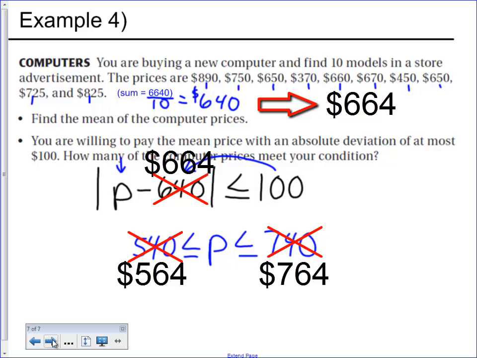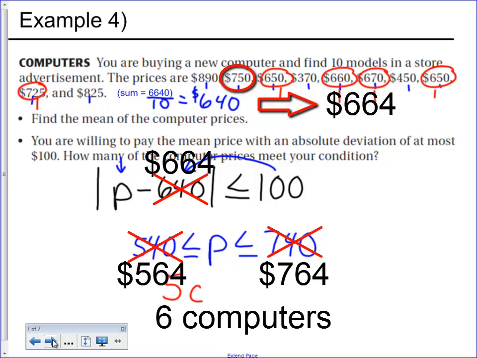But they're only asking us how many of the computers are within our price range. So we're looking for the numbers that fit within that range. I'm going to go ahead and circle them. We've got this one here, that one there, that one. 450 is too small, 650 is okay, 725, that one's okay, 825 is too big. So if we count them out, we got 1, 2, 3, 4, 5. We end up having 5 computers meet our condition.